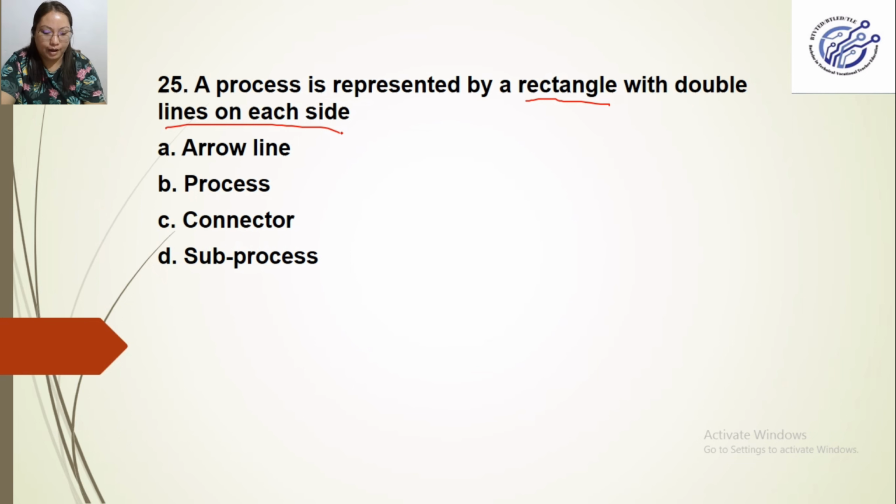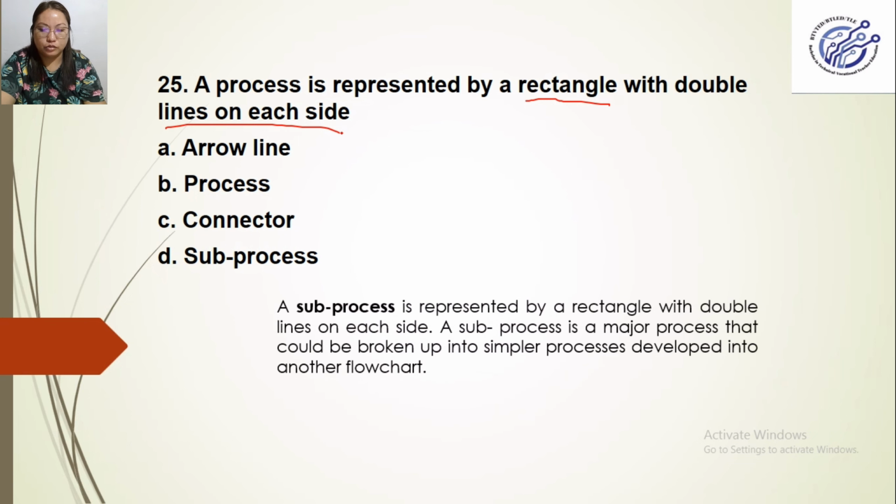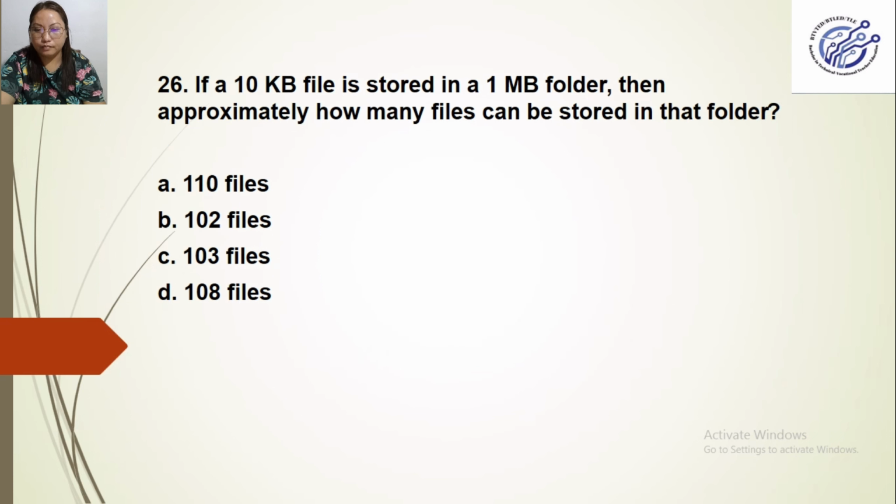So, ano ba ito? Tingnan po natin. Sabi dito, a sub-process is represented by a rectangle with double lines on each side. So, yung pinagkaiba lang po ng ating process sa sub-process, pareho po silang represented by rectangle. However, yung ating sub-process, meron po siyang additional na double lines on each side. So, yung sagot po natin sa 25 is letter D, sub-process.